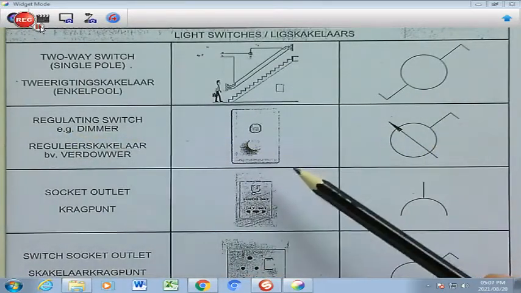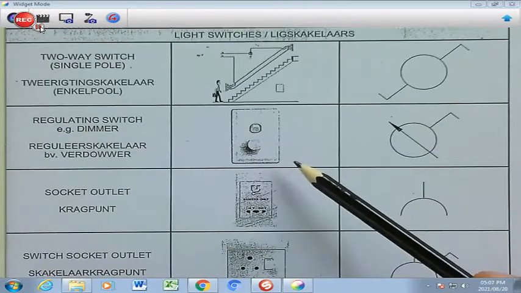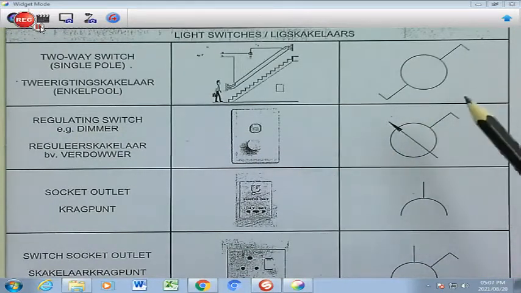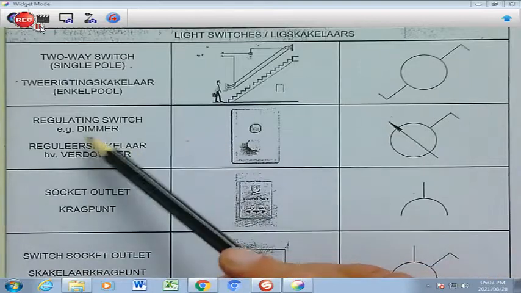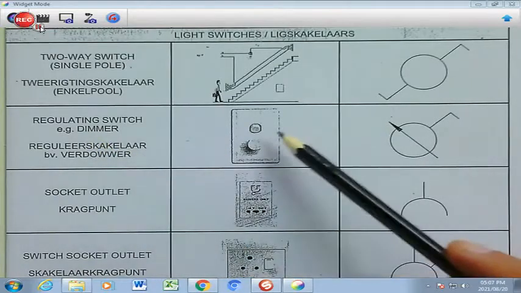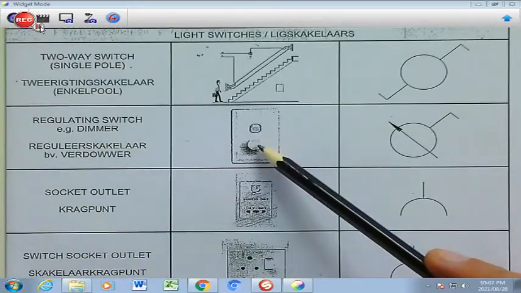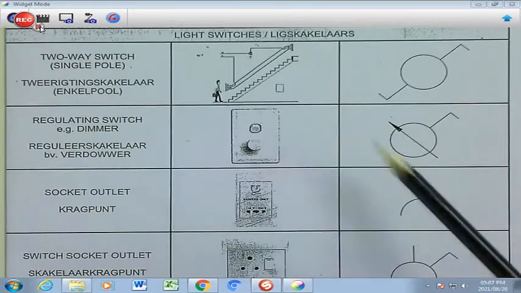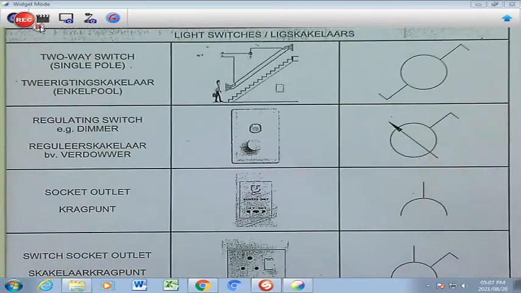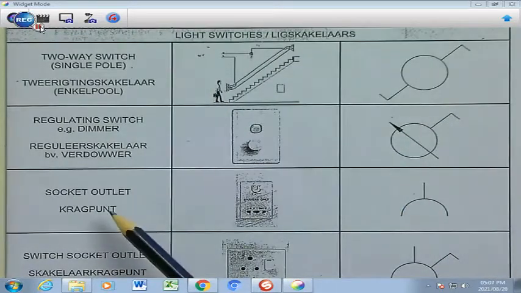Then we have a regulating switch, which regulates the current flow, basically called a dimmer, where you have a switch and there is a little knob which turns, that causes the light strength to either decrease or increase, and that is the symbol that we have for a dimmer.